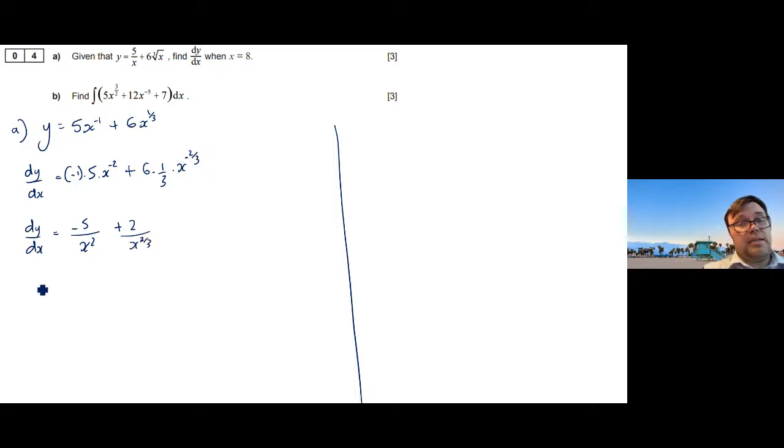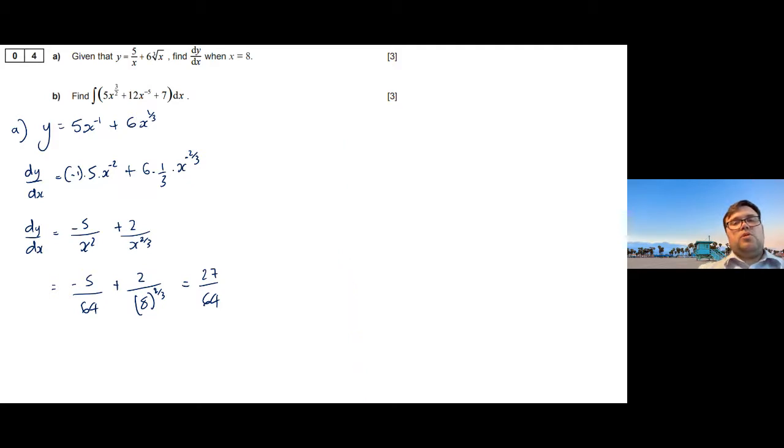Put x equal to 8 in, so that you have minus 5 over 64, because 8 squared is 64, plus 2 over 8 to the 2/3. Now, cube root of 8 is 2, 2 squared is 4. But you've got a calculator, so we just put it into the calculator. It comes up as 27 over 64. And then you're done. There are going to be awkward numbers, because you're testing the skill, and then you have to rely on yourself.